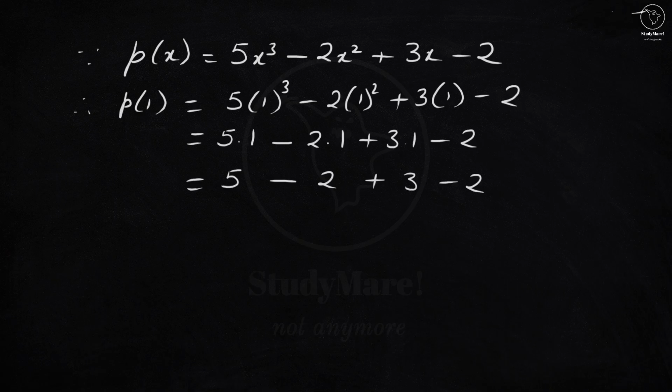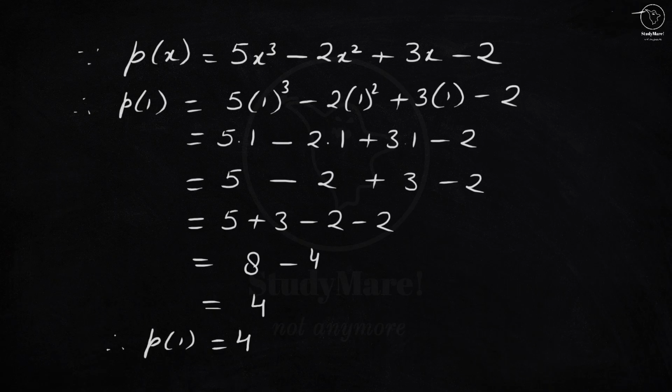Now in the next step, we put all the numbers with positive sign together and negative sign together. So we get 5 plus 3 minus 2 minus 2, which is equal to 5 plus 3 is 8 and minus 2 and minus 2 is equal to minus 4. Solving it further, we get 8 minus 4 is equal to 4. Therefore, p(1) is equal to 4.